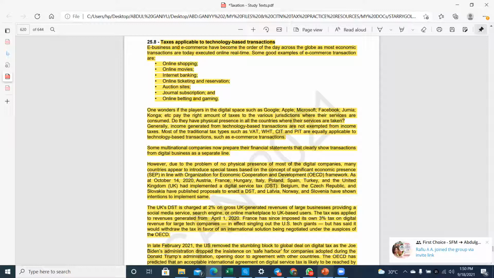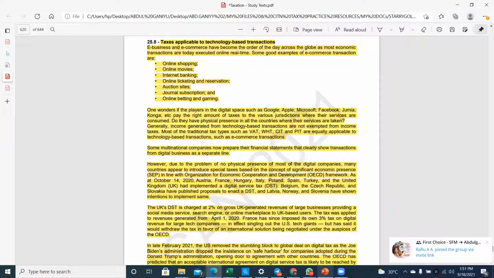Okay, so generally, income generated from technology-based transactions is not exempted from income taxes. But the difficulty here is, how do we tax our digital transactions? So most of the traditional tax types, such as VAT, withholding tax, CIT, and PIT, are equally applicable to technology-based transactions, such as e-commerce transactions. Though some multinational companies now prepare their financial statements that clearly show transactions from digital business as a separate line.